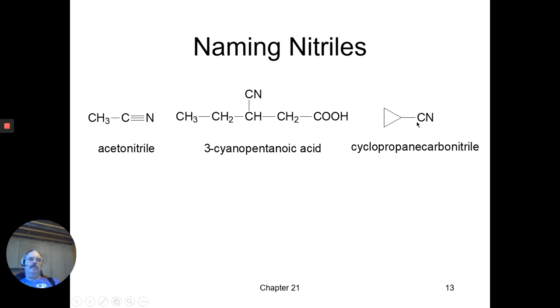The nitrile group cannot be part of a ring, so it's incorrect to call this cyclopropane nitrile. Instead, it's cyclopropane carbonitrile. Okay, propane 3 carbons, and then there's actually 4 in this compound, and then the carbo takes care of the 4th.